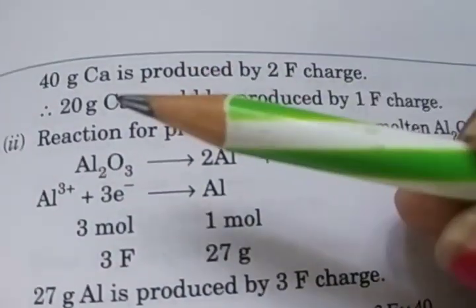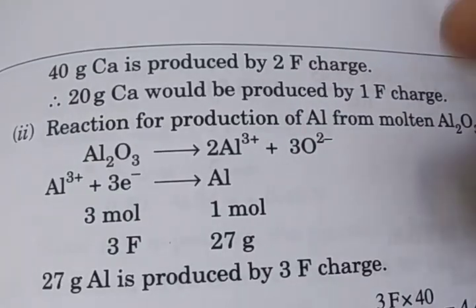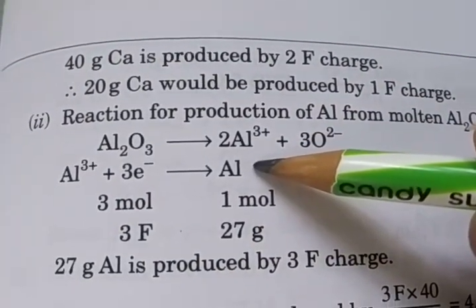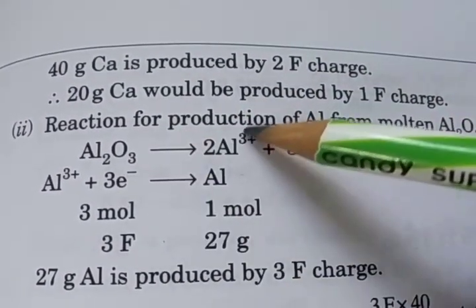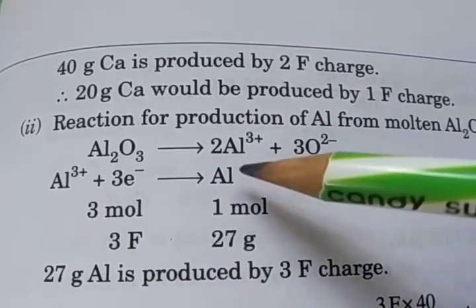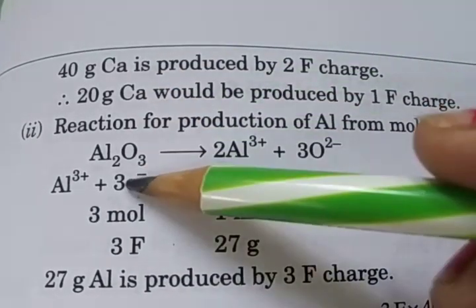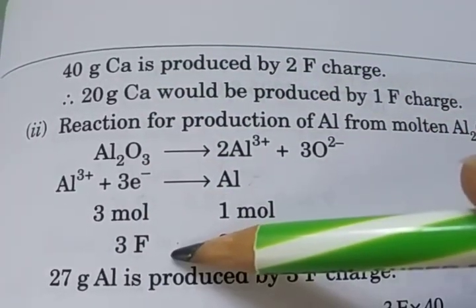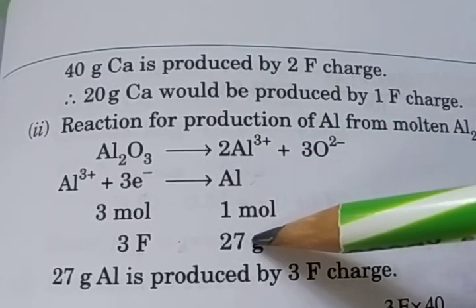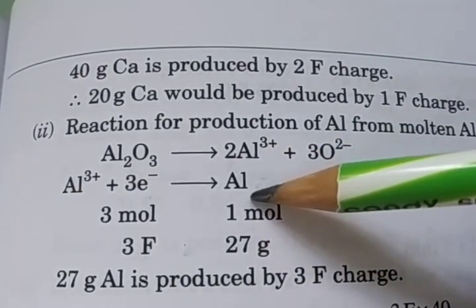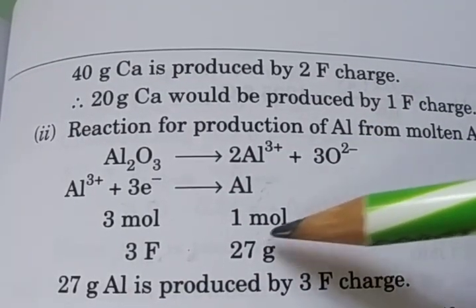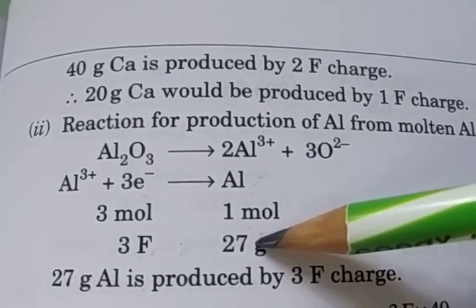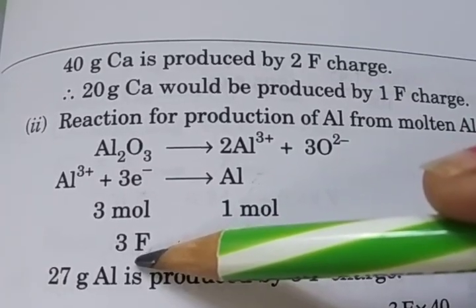So first, the reaction we have to see: Al2O3 converts into 2Al3+ and 3O2-. Here, 3+ means 3 electrons are gained to convert into aluminium. So 3 electrons, that is 3 moles, 3 Faraday, and aluminium has atomic mass 27 gram. So 27 gram of aluminium is produced by 3 Faraday charge.